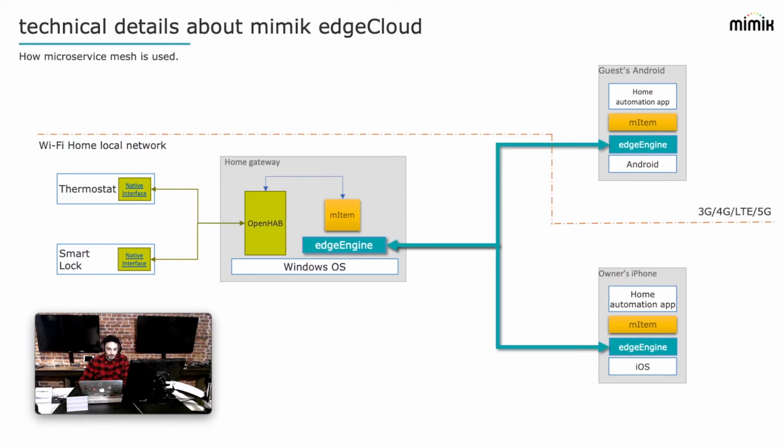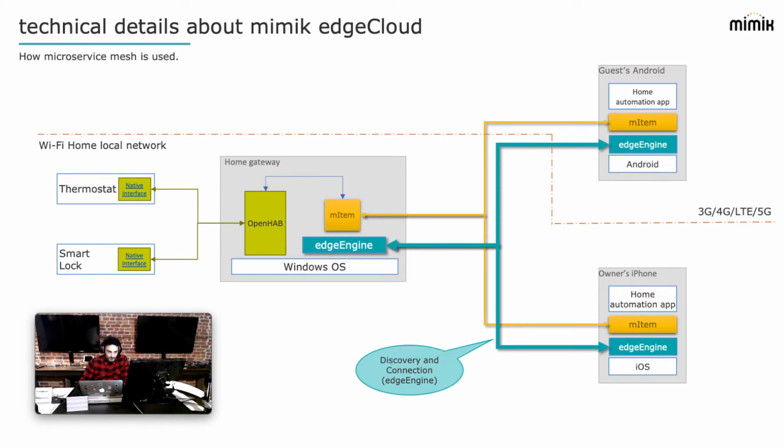So each device, no matter where they are, whether they're on the home local network or on a network outside the home, mimik edgeEngine is able to discover the edgeEngine of the home network on Windows OS, and this provides the discovery and the connection. Now we have the microservices, which create the microservice mesh, and mitem here is the service mesh that provides the service mesh using microservices.